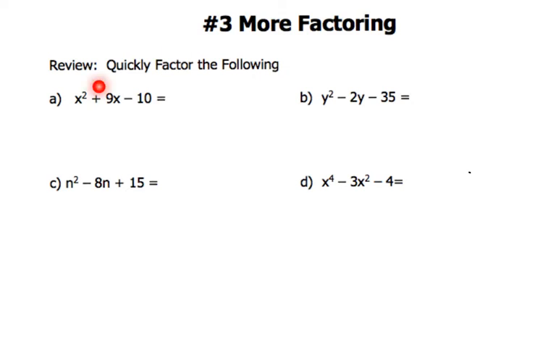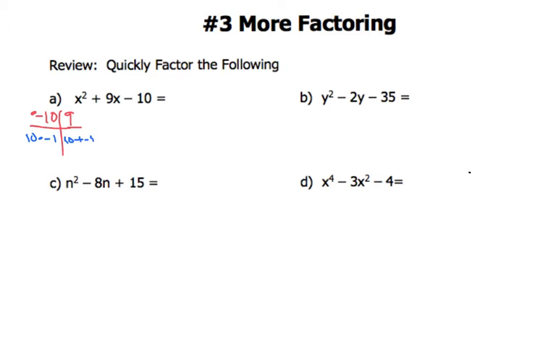Just a quick review of what we covered last time. Notice all of these have a lead coefficient of 1, so it should be pretty straightforward. First thing we need to do is figure out two values that will multiply to -10 but add up to 9. So let's see. 10 times -1 is -10, and 10 plus -1 is +9.